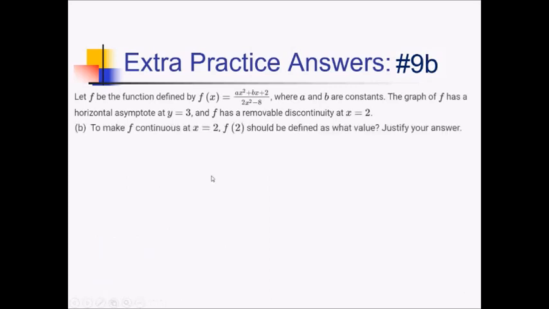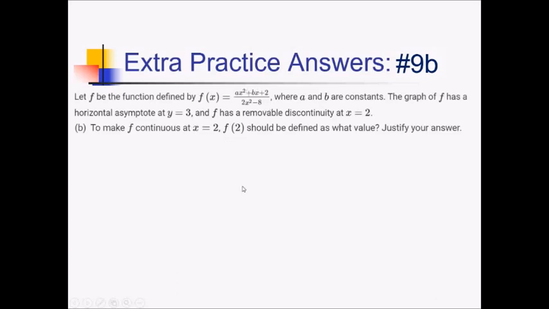On this next part of the problem, to make f continuous at x equals 2, which it isn't because they said we had a removable discontinuity there, but to make it continuous, f of 2 should be defined as what value? So they're basically saying they want to set up some kind of piecewise function where this is the rule for x not equal to 2, and for x equal to 2, we're just going to define whatever value this wants to equal. So how do we figure this out?